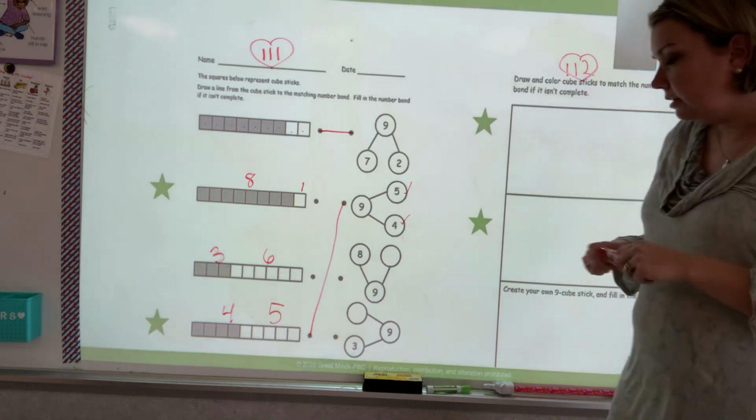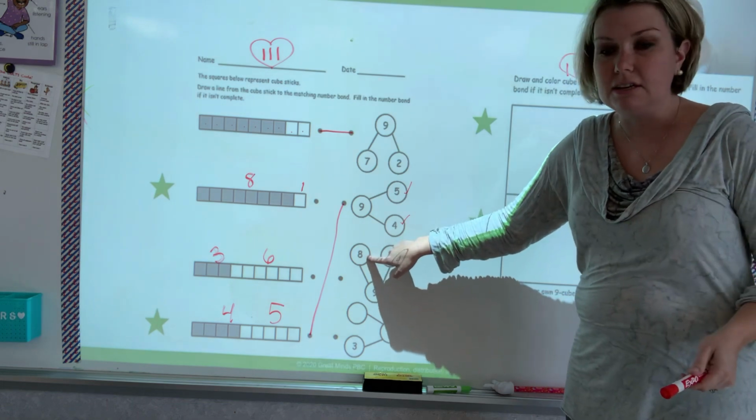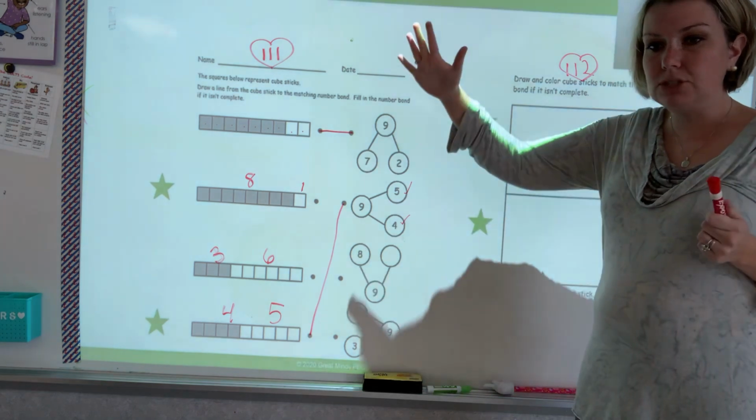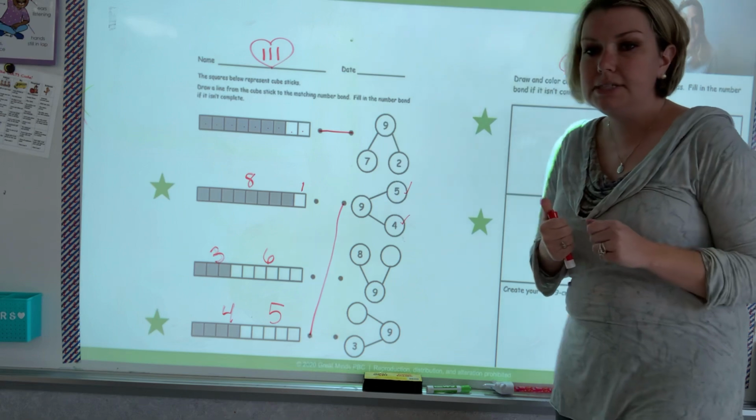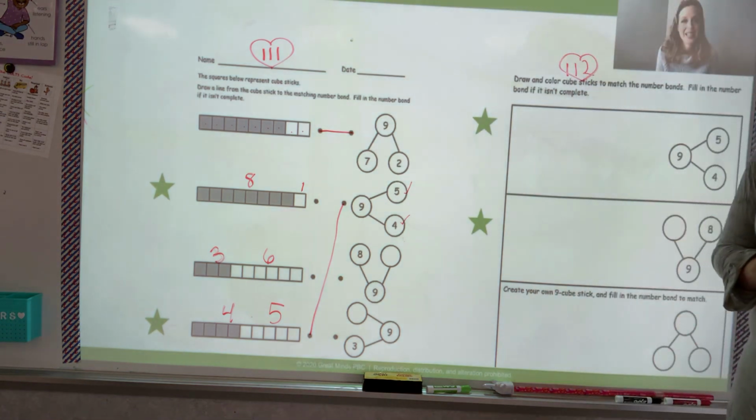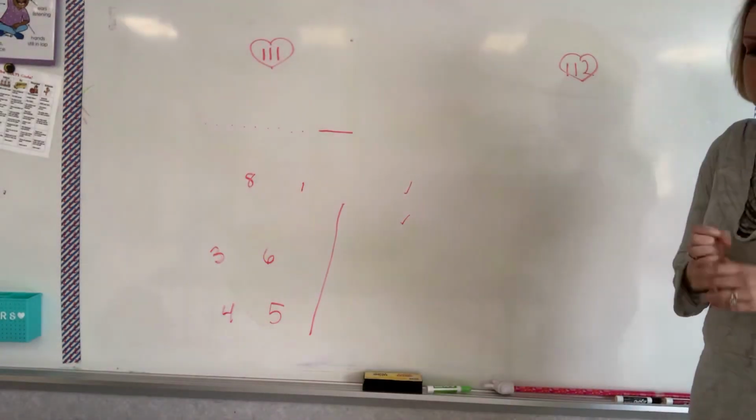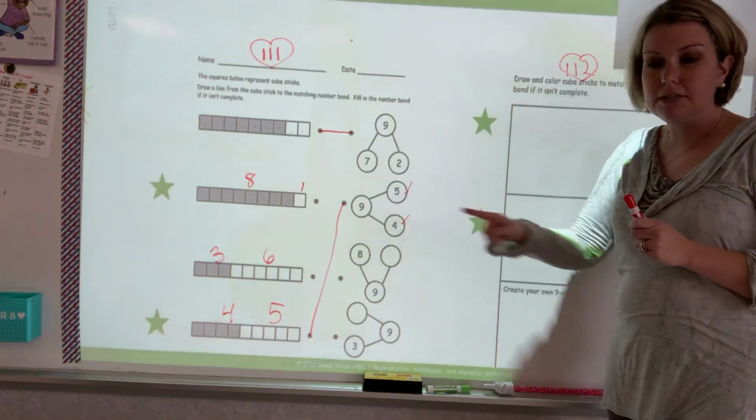Let's look at this one. Part of my number bond is missing. I only have the 8. How do I figure out which one's missing? Raise your hand if you know and can help me. DJ? DJ, unmute your microphone, buddy. Okay, so how do we know what to fill in here? What goes in my empty part?